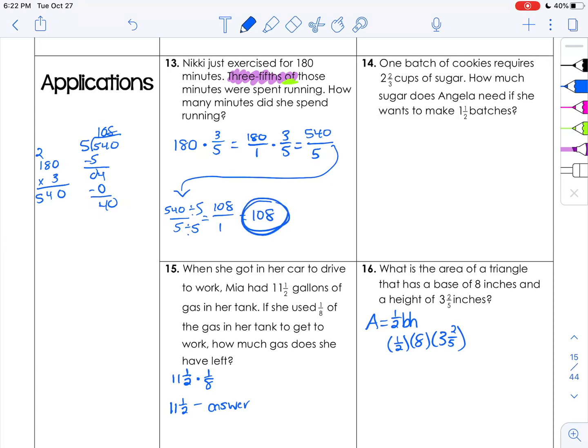Sorry about that. I hope you caught that before I did. So if you will highlight number 14, 15, and 16.